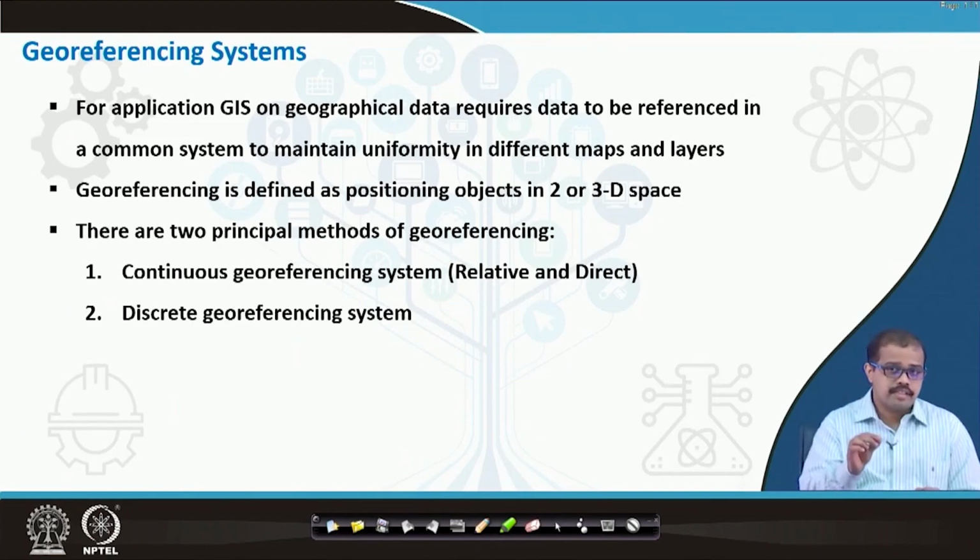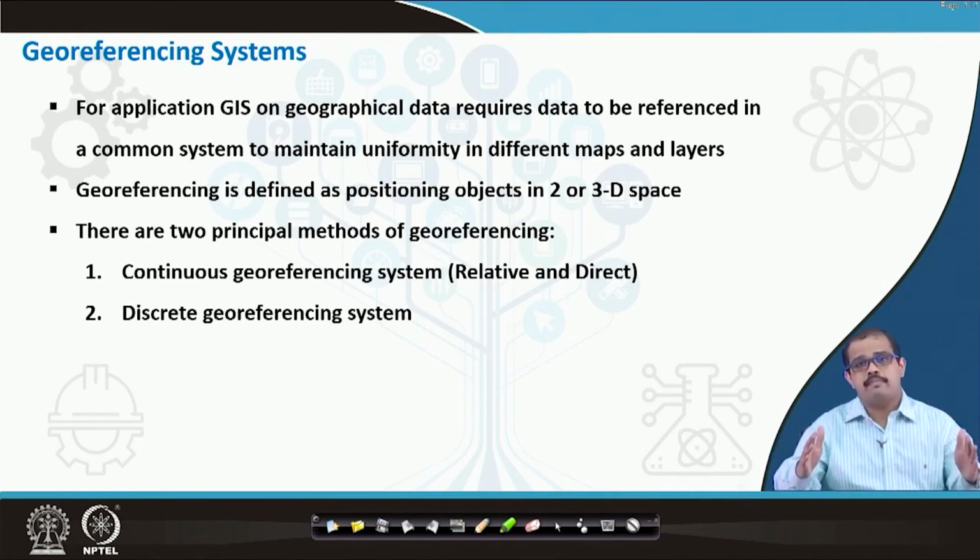So this referencing style is actually pinpointing that particular area on the earth surface using certain ways and methods of referencing. When you start pinpointing, you are saying that this is the way I am looking at the earth surface. So that is why you need a georeferencing system. Next, georeferencing is defined as positioning objects in a 2D or a 3D space.